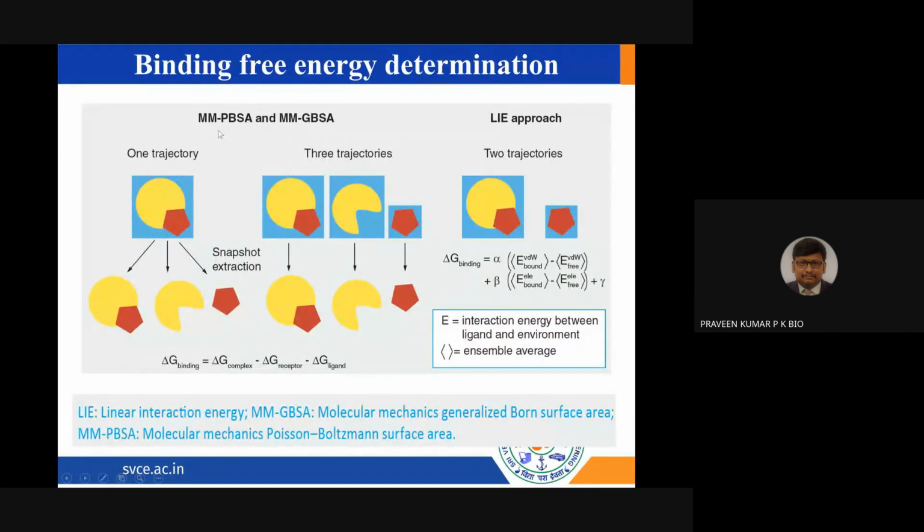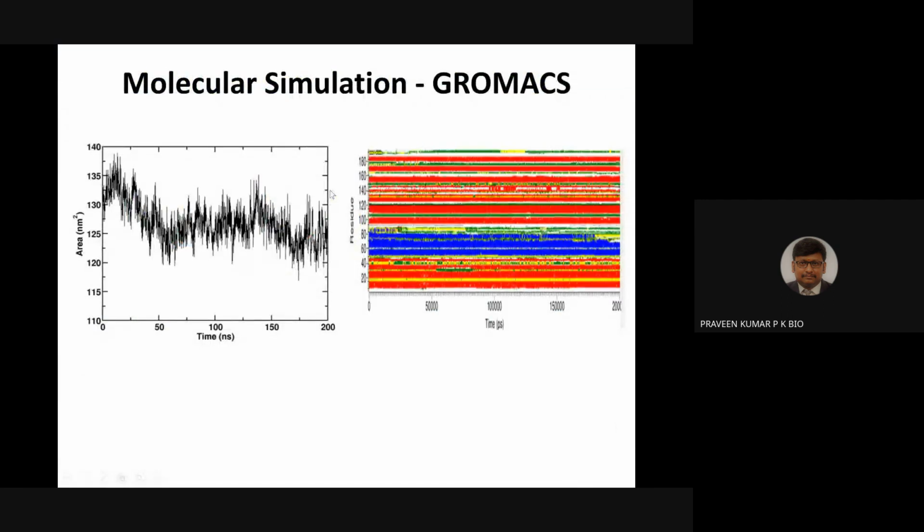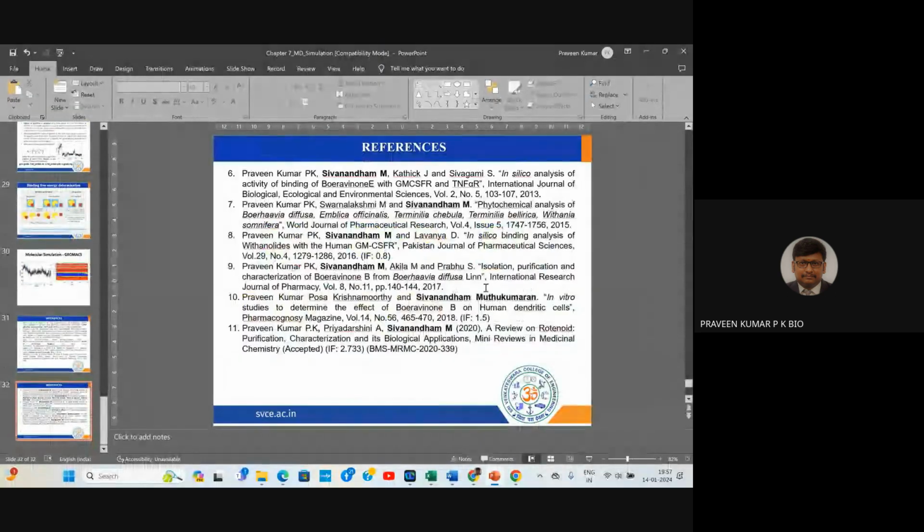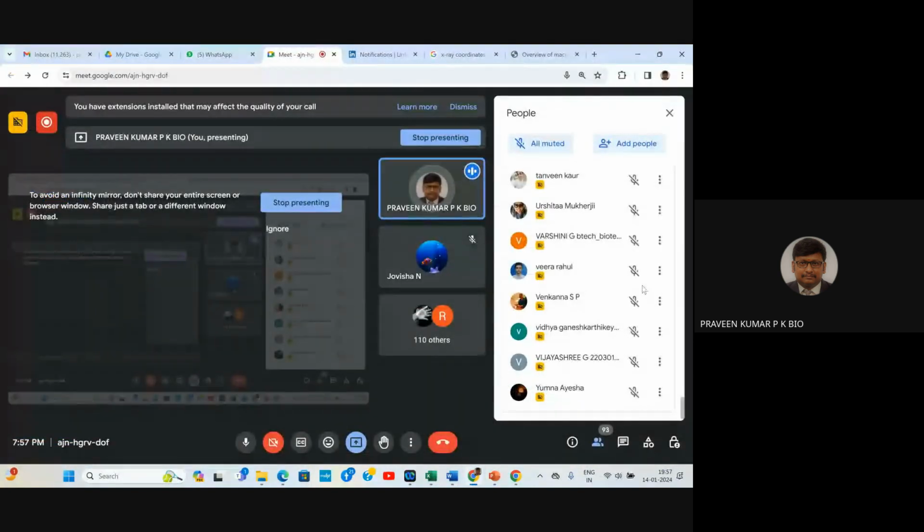And this can be calculated either through MMPBSA, that is molecular mechanics Poisson Boltzmann surface area, or molecular mechanics generalized Born surface area. So this is also one kind of output we can generate from MD simulation. You get it in the form of energy in kilocalories per mole in GROMACS. So MD simulation in GROMACS is also used for predicting the super secondary structure. Even the area with respect to time can also be predicted from GROMACS. This is something about MD simulation using GROMACS.